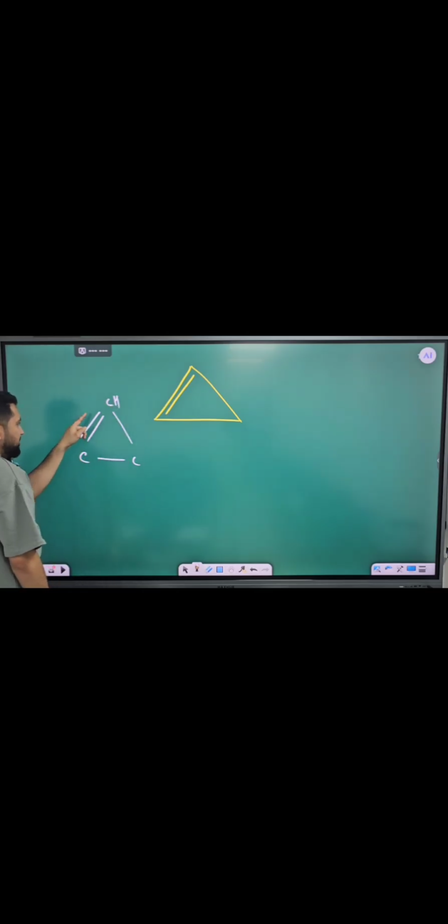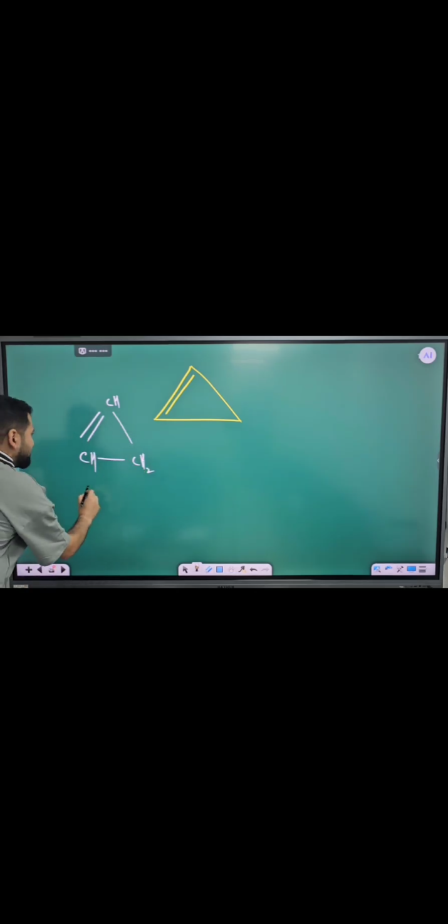Clear? If this carbon has made a double bond, 1, 2, and here 1 bond, 3 bonds already. How many further bonds can it make? Only 1 bond, CH. This carbon made 1, 2, 3, so it can make 1 more bond. This carbon made 1, 2, so it can make 2 bonds. Now how many carbons are there? 3 carbons. How many hydrogens? 2, 3, 4.